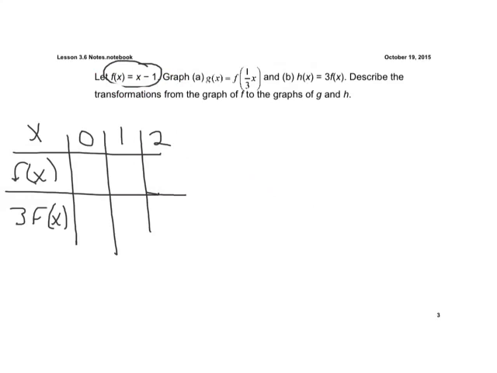Let's plug in 0, 1, and 2 for this example, and plug these into our original function for f of x. If we plug in 0, we get -1. If we plug in 1, we get 1 minus 1 is 0. And if we plug in 2, we get 2 minus 1 is 1. Now, 3 times this second number. So we have 3 times -1 is -3. 3 times 0 is 0. 3 times 1 is 3.